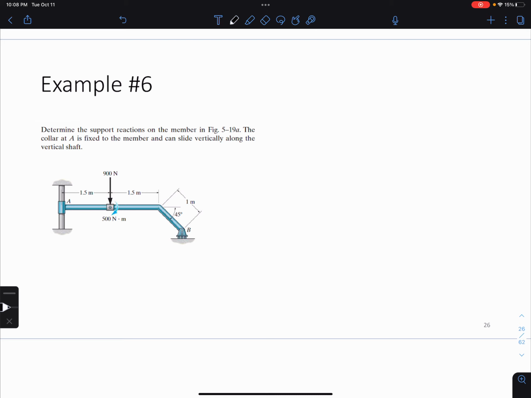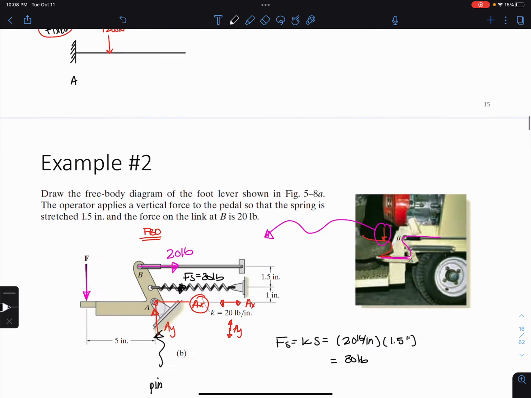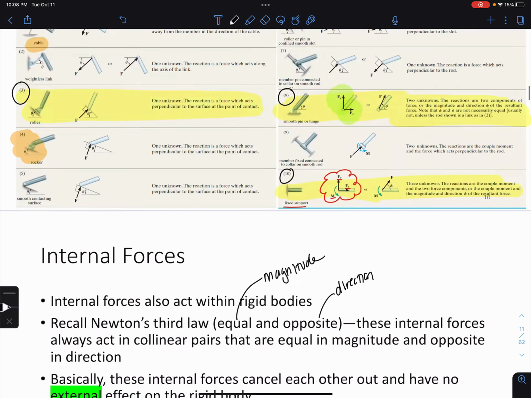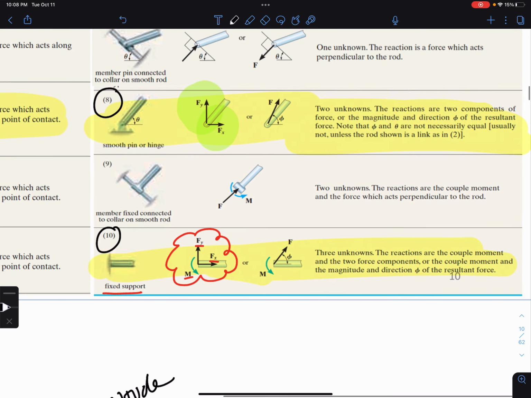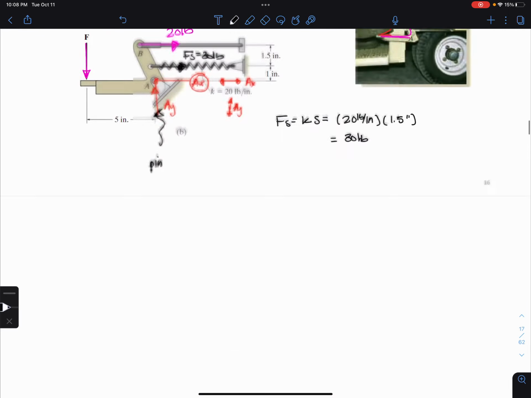Let's move on. Try example 6. Again, determine the support reactions on the member. There's a collar at A fixed to the member, and it can slide vertically along the vertical shaft. So this is one that I hadn't highlighted, but is still important to know. From page 10, this is the member fixed to a collar. Basically, it prevents translation in one direction and prevents rotation. So those are the two reactions that we're going to include.